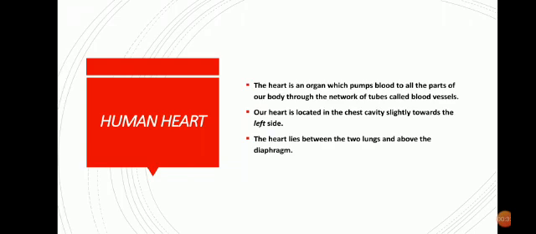First of all, you should know what a heart is. A heart is an organ which pumps blood to all the parts of the body through the network of tubes called blood vessels. In our previous class, I already told you the functions of blood. Blood is a liquid medium of transport for digested food, water, oxygen, carbon dioxide, urea, etc. So the heart pumps blood to all the parts of the body, and that blood carries different things through its medium. And what are blood vessels?